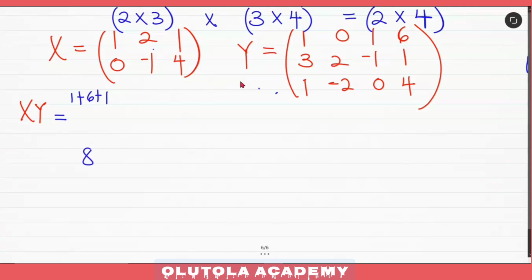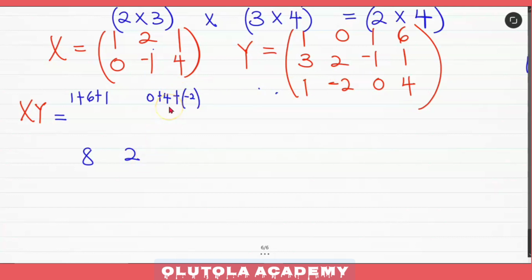So we go again. This row will be multiplied with this column. If we do that, we are going to have 1 multiplied by 0, that will give us 0. Then we have 2 multiplied by 2, that will give us plus 4. Then we have 1 here multiplied by minus 2, that's minus 2. So if we do this, we are going to have 2.